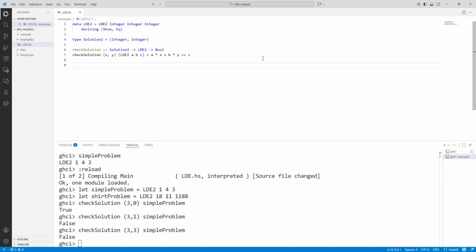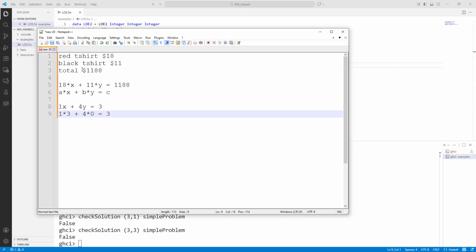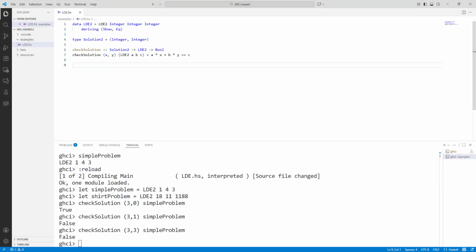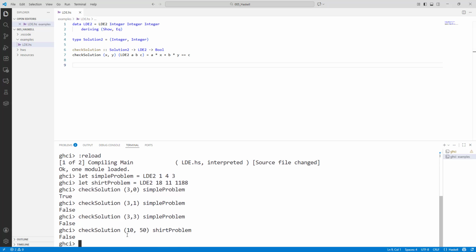18 times x plus 11 times y. Was it like this? Yes. This was like this. And let's see what we can do. Well, it's a bit more interesting. Let's take a wild guess. Check solution, let's say 10 times x and 50 times y. And then we say short problem. And we see that our wild guess wasn't good. So this is not a solution.